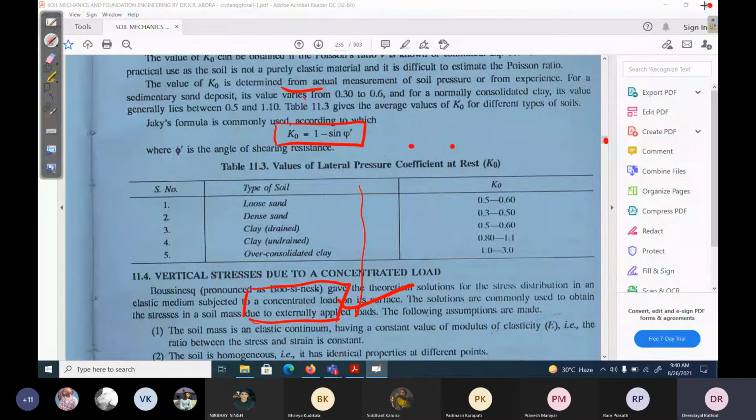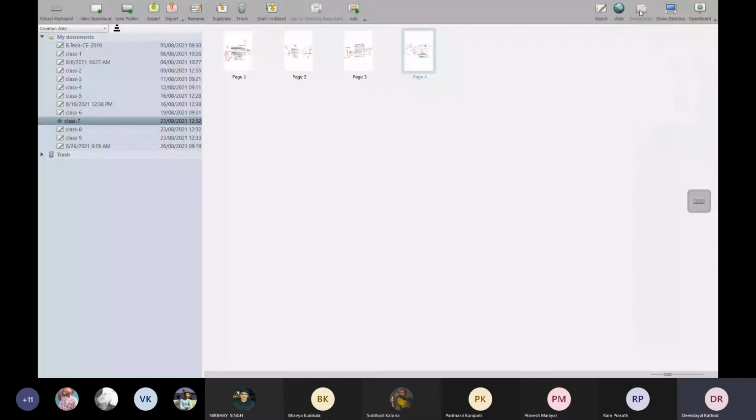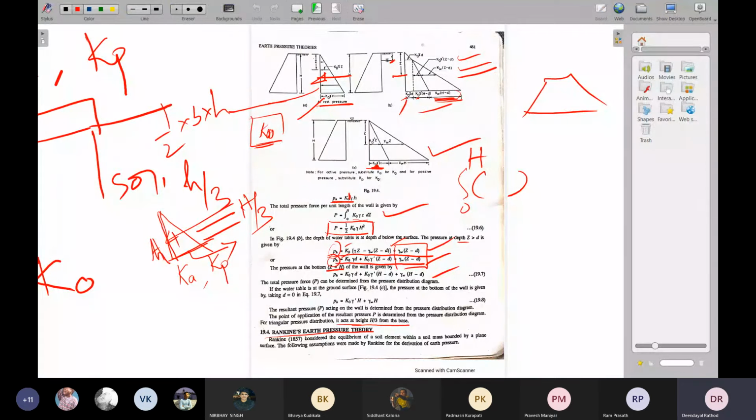So we'll close this one. That's what we have discussed here, and how we can find out these cases. Now I will go to the next topic, that is class 8. This Rankine earth pressure theory we will discuss today.